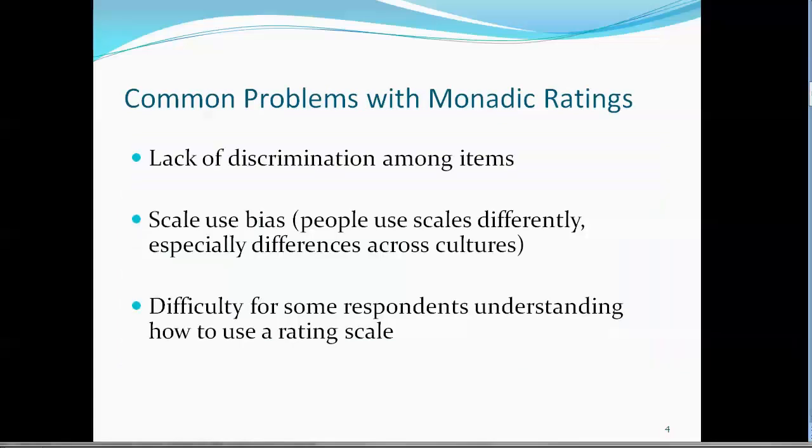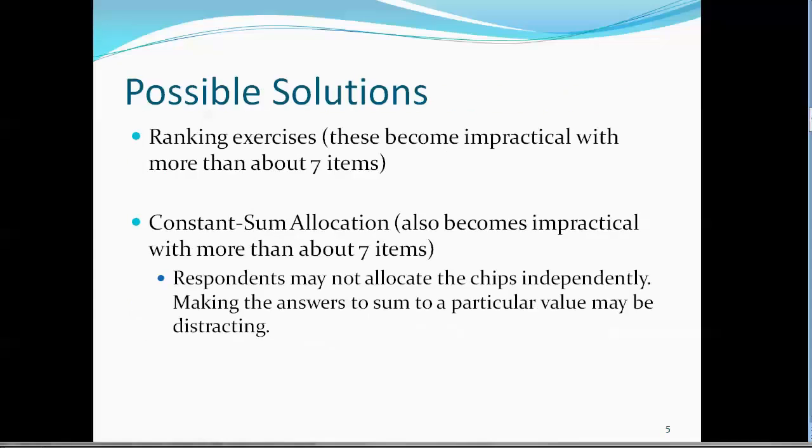Now, the common problems with this are that the rating scale leads to a lack of discrimination among the items, and some scale use bias, because people use scales differently, especially across cultures. Also, it's difficult for some respondents to understand how to use rating scales. Possible solutions recommended over the years include a ranking exercise, asking respondents to sort items from best to worst, but this can become impractical with more than about 7 items.